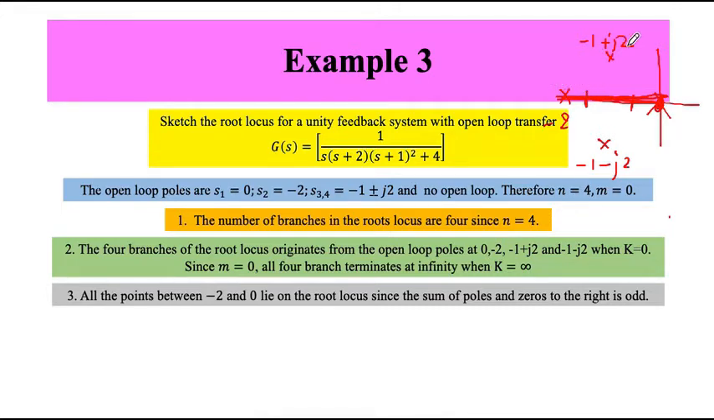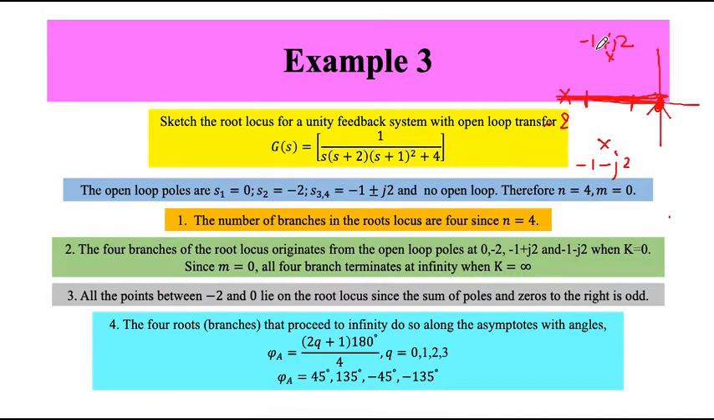The next thing is to compute the angle of asymptote. There are 4 of them, so we will divide 180 by 4. We will just put the values. The angles of asymptote are 45, 135, minus 135, and minus 45. If you assume there is one centroid, my angles are 45, then 135, then minus 135, then minus 45, like this. These are my 4 angles of asymptotes.